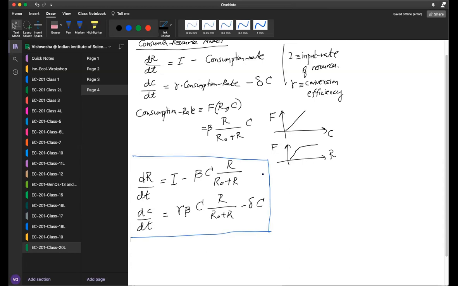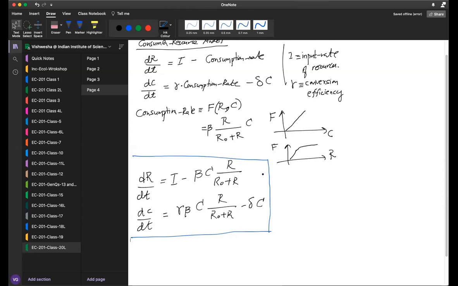And why are we not taking the sigmoidal equation for this? For the second one, the F-R? We can, there's really no harm, but I'm just keeping it a bit simpler. Mathematically, this is simpler to analyze. But we can do the sigmoidal also, R squared, yes, we can do that.